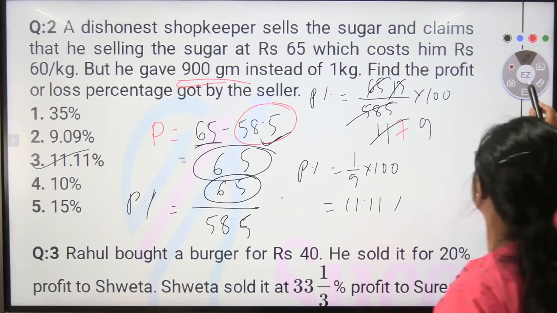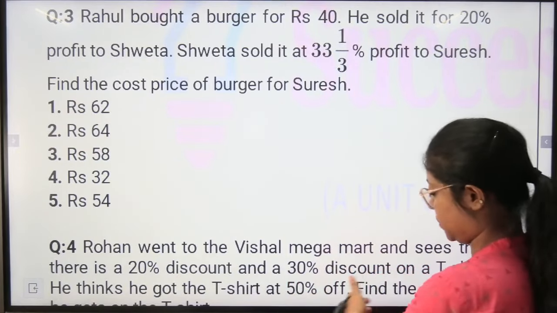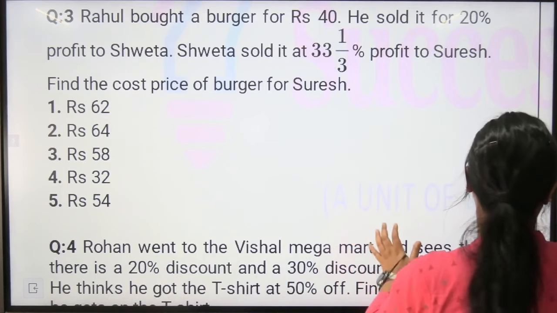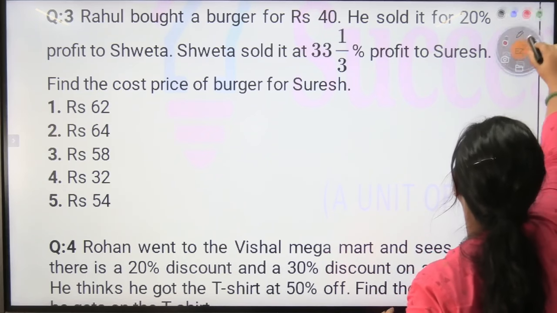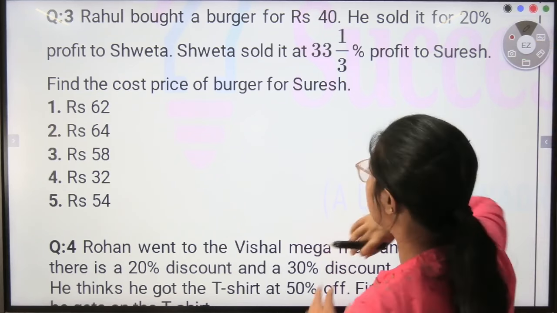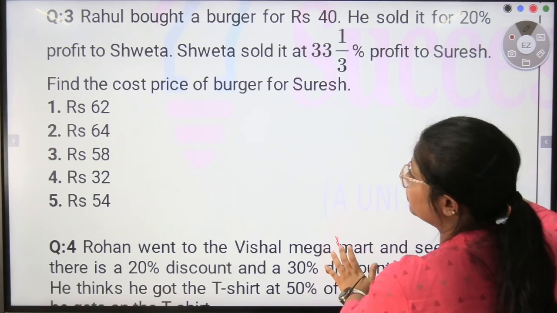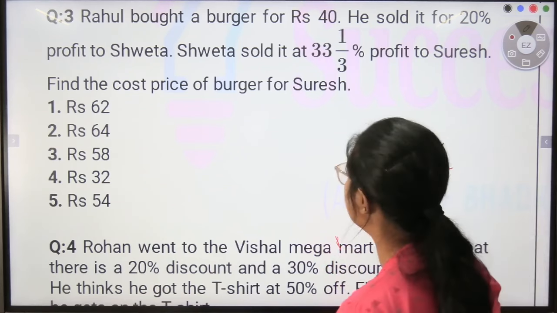Okay, fine. So now let's move to question number 3. So this is how we solve profit and loss questions, all right, using percentage values. You need to have a very good command on the topic percentage for that. If you have very good command on percentage, then profit and loss is very easy for you. So question number 3 is given as: Rahul bought a burger for rupees 40.